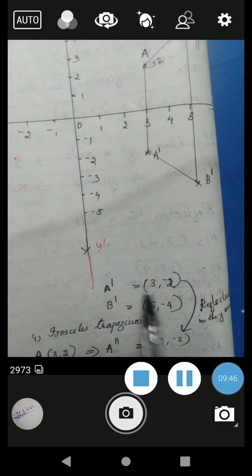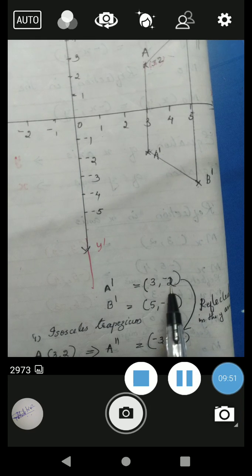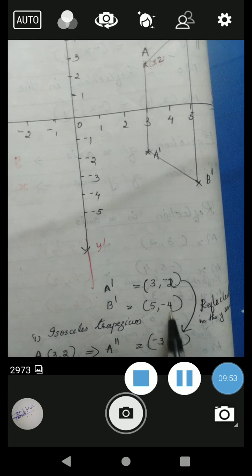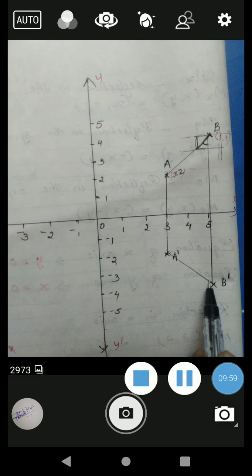A dash is (3, -2) and B dash is (5, -4). The sign of its y coordinate only changes. Okay. Now reflect it and you will get these 2 points, A dash and B dash.